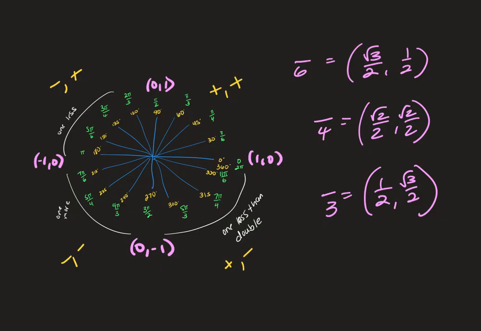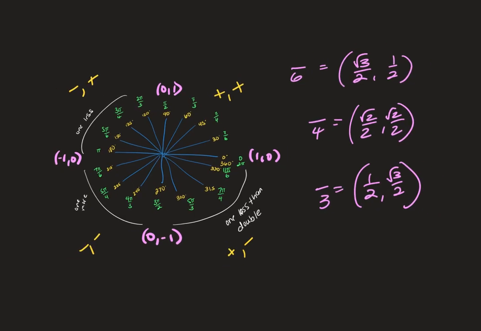And then the last thing I said to memorize is your tangents. What's the tangent on the right and the left? 0. What's the tangent at the top and the bottom? Undefined. What's the tangent at every over 6? Root 3 over 3. Remember, it takes 2 3s to make a 6. And what's the over 4? 1. Makes sense because x and y are the same, right? And over 3? Square root of 3, because there's only one 3.